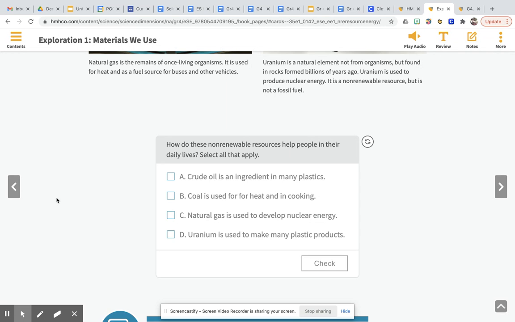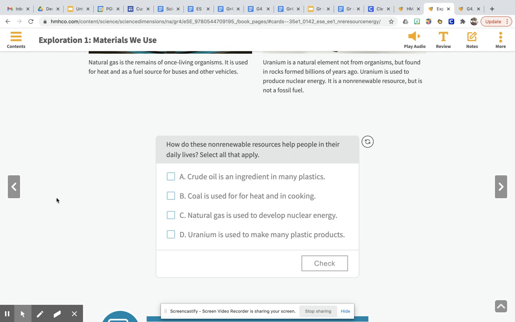A says crude oil is an ingredient in many plastics. B says coal is used for heat and cooking. C says natural gas is used to develop nuclear energy. And D says uranium is used to make many plastic products. So pause and discuss which of those items is correct.